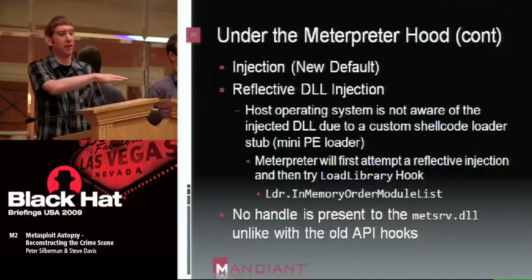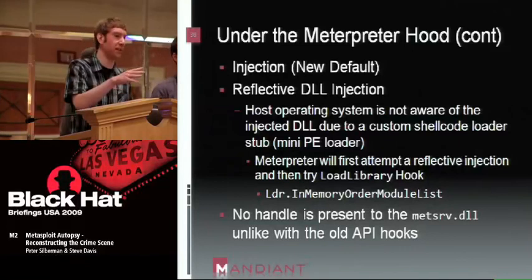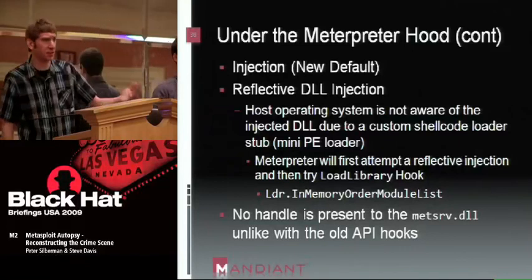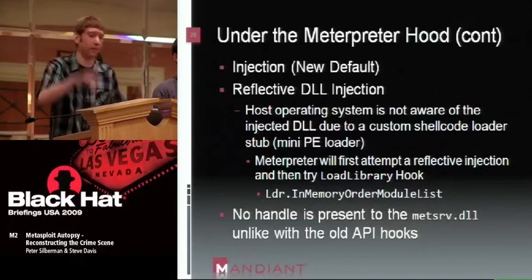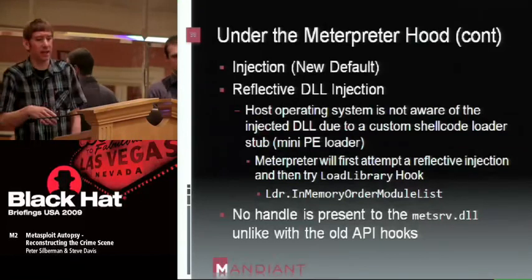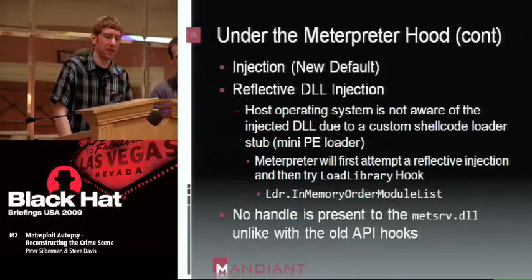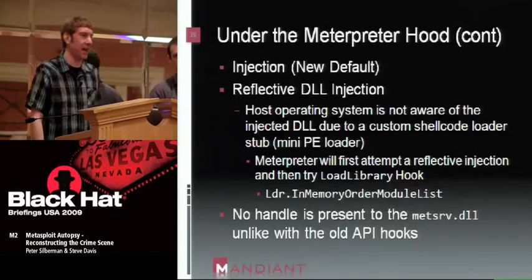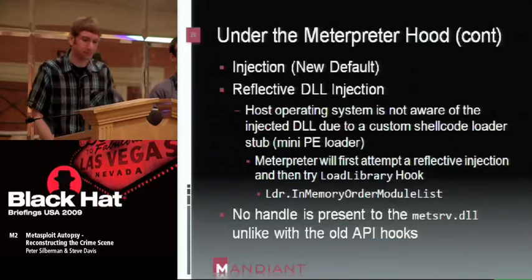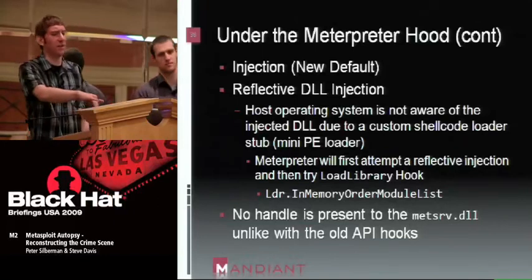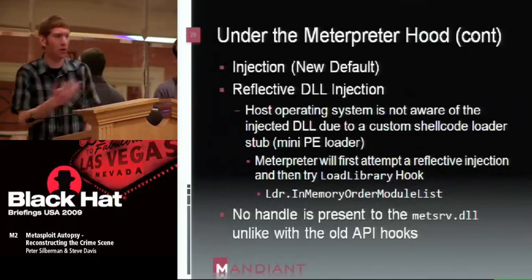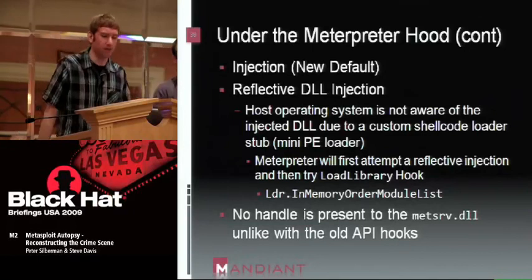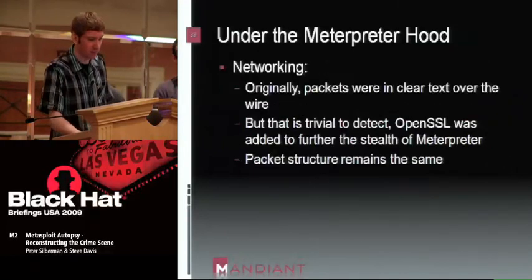With the old method, we were able to see handles to metserv.dll. So if we opened up something like Sysinternals Process Explorer, we would actually see metserv.dll sticking right out in front of our faces. The new reflective way, that's not going to be the case because the process doesn't even know anything happened to it, which is pretty sweet. I just included the offset here from the PEB in memory order module list. That's the offset at which we can see all the loaded DLLs. And pretty much that's it for that section.